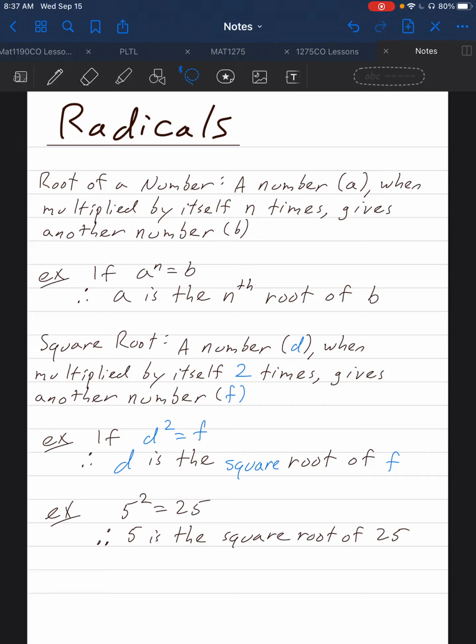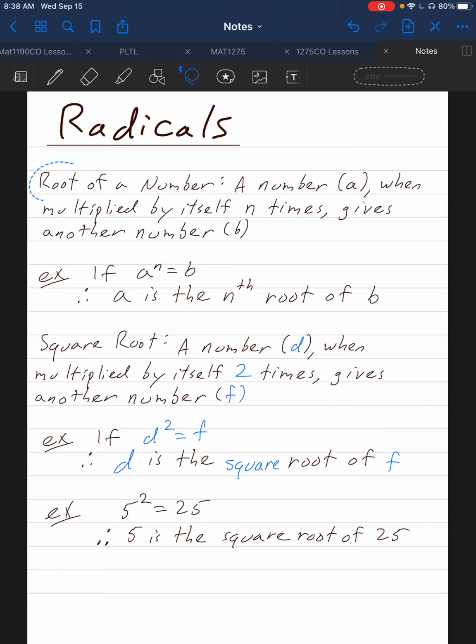This is a lesson on radical numbers and exponents and fractional exponents and simplifying radicals. So a couple of definitions to start off, so you can know the terminology that I'm going to be using.